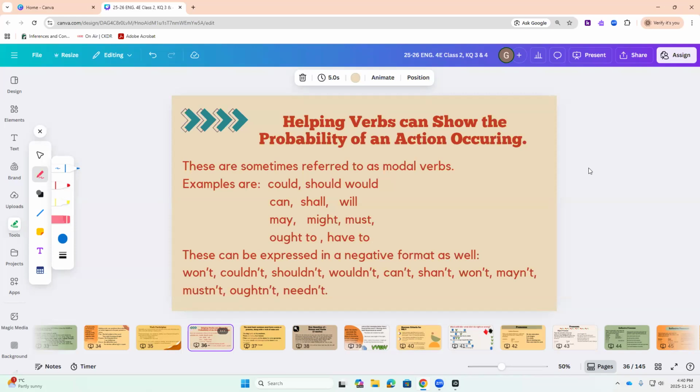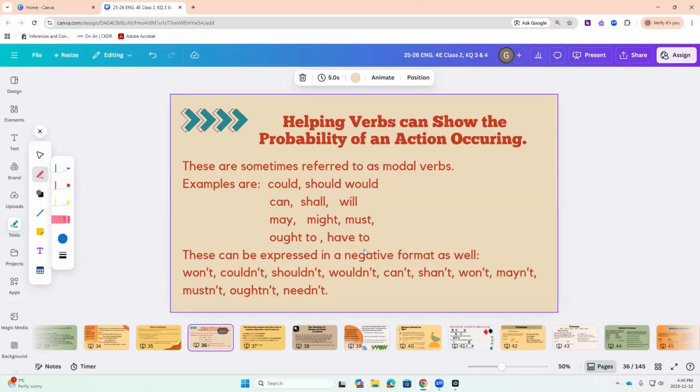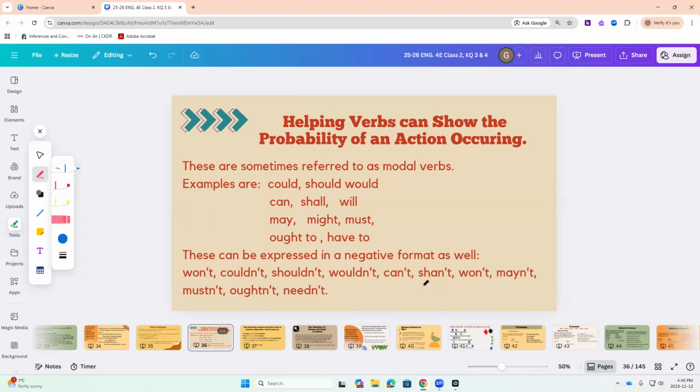You can also express those in a negative format, like won't, couldn't, shouldn't, wouldn't, can't, shan't, mayn't, mustn't, oughtn't, needn't. Now, some of those are not very commonly used. I put them there to show them to you. You might see them in older stuff, okay? Shan't is very old-fashioned, or you might see it in British stuff. Mayn't, very old-fashioned. Oughtn't, oh, I can barely even say that. Oughtn't, or needn't, I almost never see. Okay, but they do exist. They're legitimate words, so you might see them somewhere.